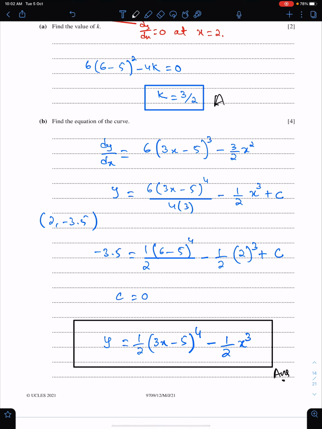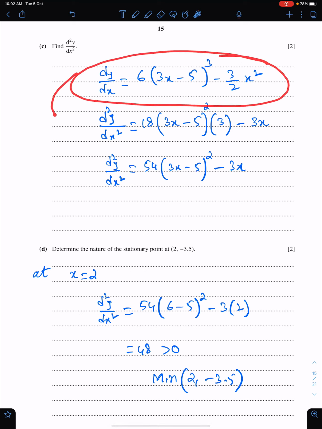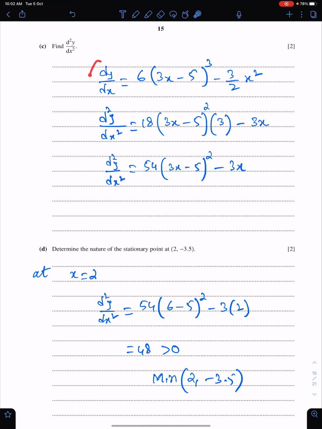Next part, we need the second differential. For that, we need to differentiate dy upon dx. So when you differentiate this, you will get d2y over dx2. This 3 will come here. This bracket is here with power 2, and the differential of this bracket is 3. This is the way to differentiate composite functions, and this will become 2x. So after the simplification, we have minus 3x. And this is the final answer of the second derivative.